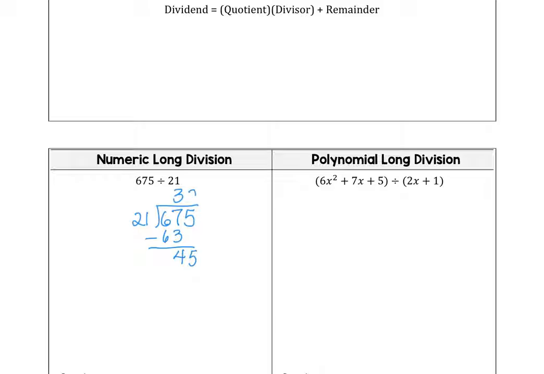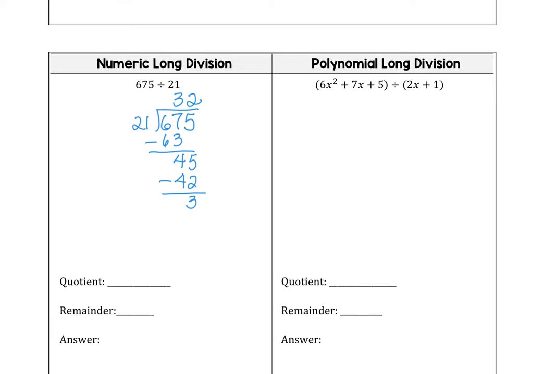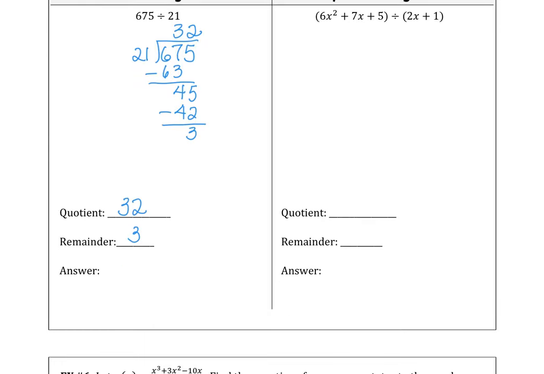21 divides 45 2 times. 21 times 2 is 42, and that leaves 3. So we have a quotient, that's 32, a remainder, that's 3, and our answer is 32 and 3 over 21, which is also 32 and 1/7.